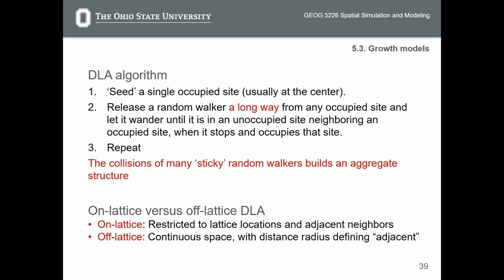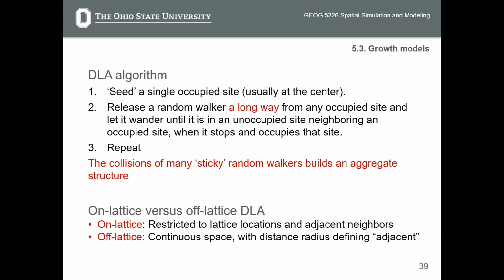So where is the limitation here? Why is it a limited diffusion? Because there is randomness in each walker's trajectory, in each walker's movement. That's the limitation. The collisions of many sticky random walkers build an aggregation structure. And this process can be simulated on a lattice, restricted to lattice locations and adjacent neighbors, or off lattice in continuous space with a distance radius defining adjacent.